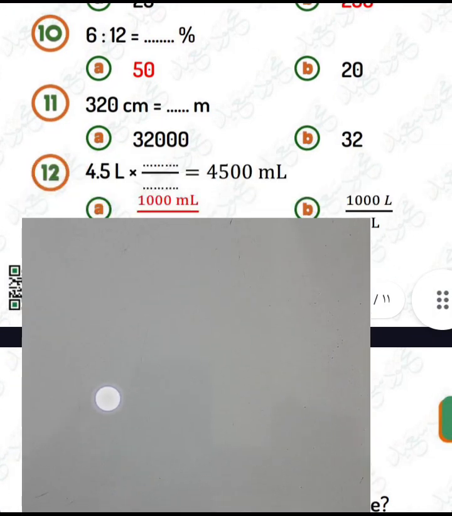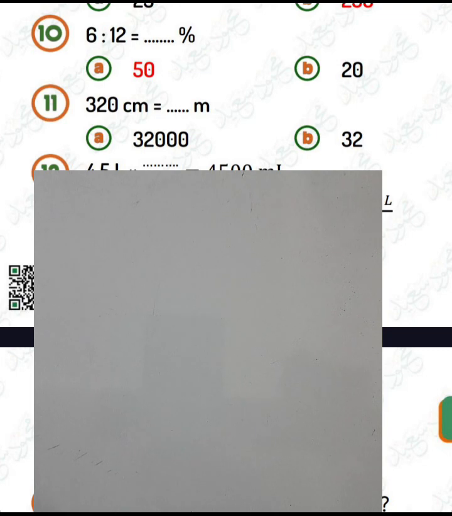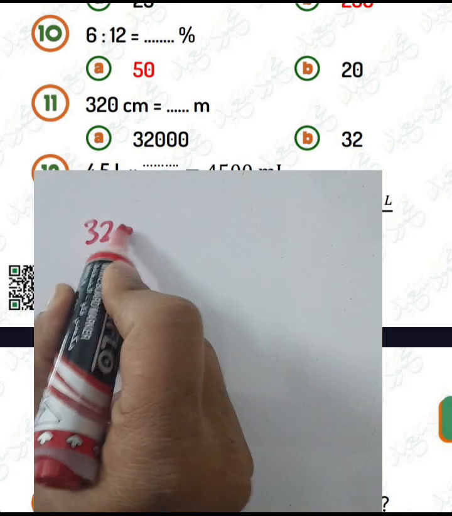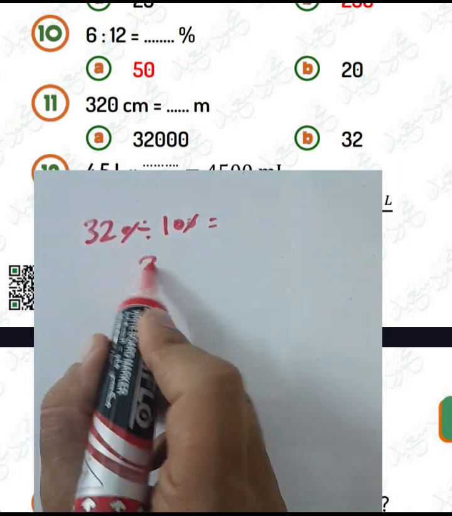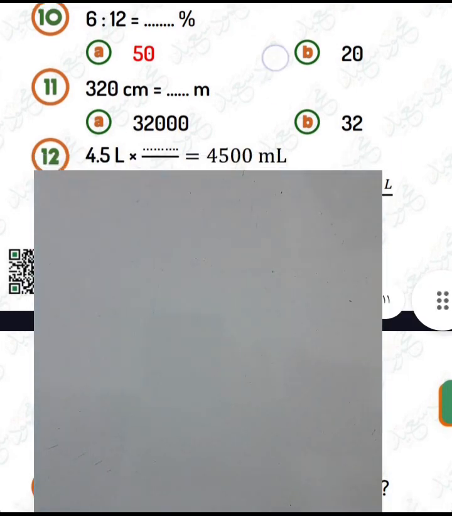Question 11. Convert from centimeter to meter. You must divide by 100. 320 divided by 100: cancel 0 by 0, and 32 divided by 10 will be 3.2. Convert from centimeter to meter, divide by 100.